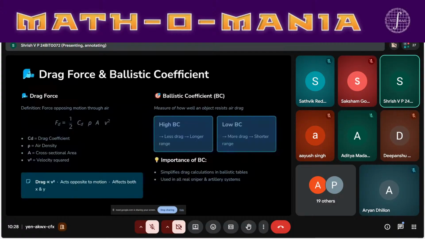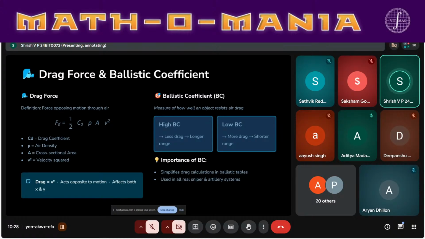Now we come to drag force. Drag is nothing but a force that opposes motion when an object moves through the air. So whenever a projectile is moving, air is pushing against it in the opposite direction, and this force is not constant. It depends on multiple factors. Okay. So the mathematical expression for drag force is Fd = 1/2 × Cd × rho × A × V squared.